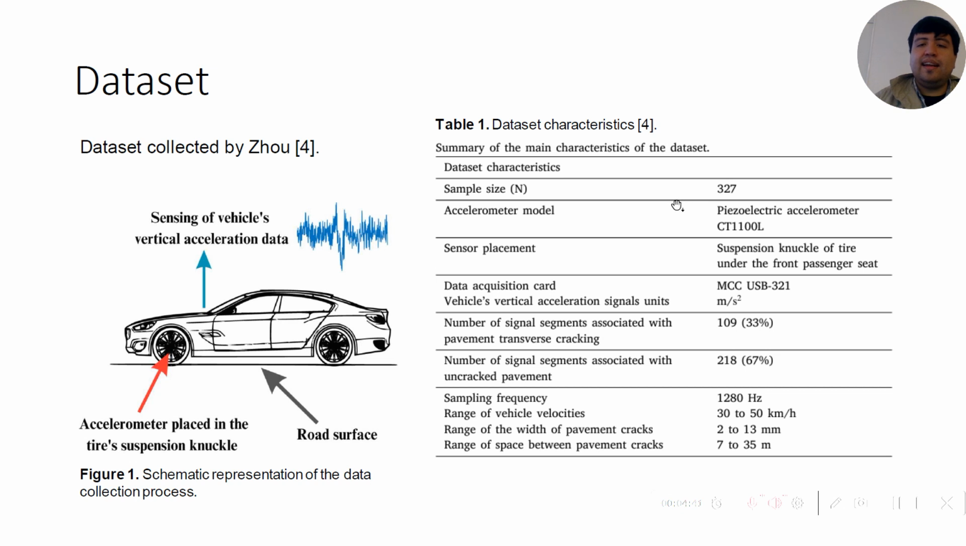One of the highlights of this dataset is that it is relatively small. We have a total of 327 signal segments. And the distribution of the dataset was as follows. Of this sample size, 33% were signal segments associated with pavement transverse cracking, and 67% of the signals were associated with uncracked pavement.